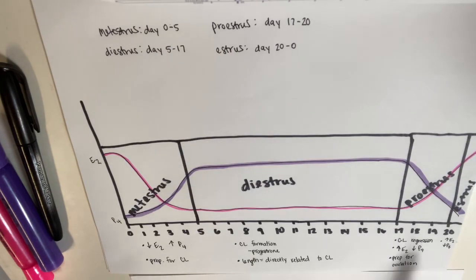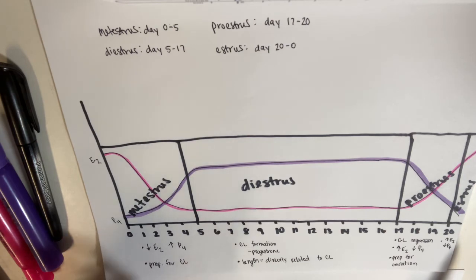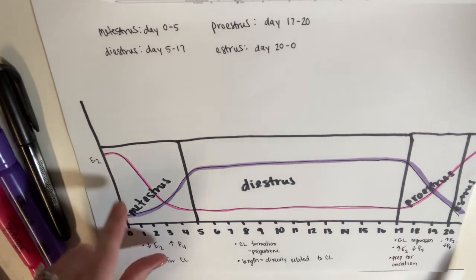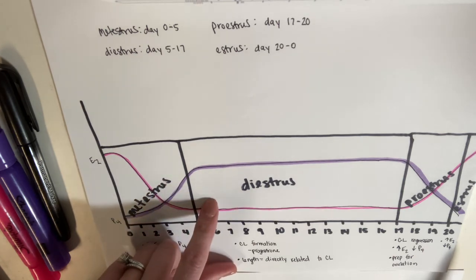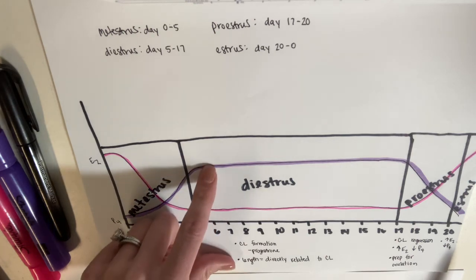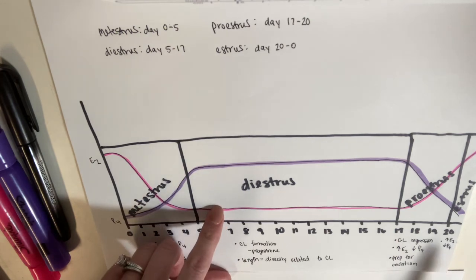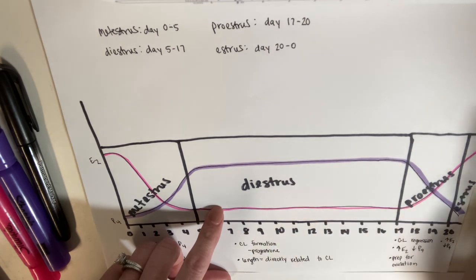Again, we said the 4 phases of estrus are met-estrus, diestrus, proestrus, and estrus. So met-estrus is going to span from day 0 to 5. We're going to have decreased levels of estrogen and increased levels of progesterone during this time. Diestrus is going to be the longest phase of the cycle, and it will span roughly from day 5 to 17. Again, characteristics are high levels of progesterone, low levels of estrogen. And as we said, the high levels of progesterone are related to the CL.